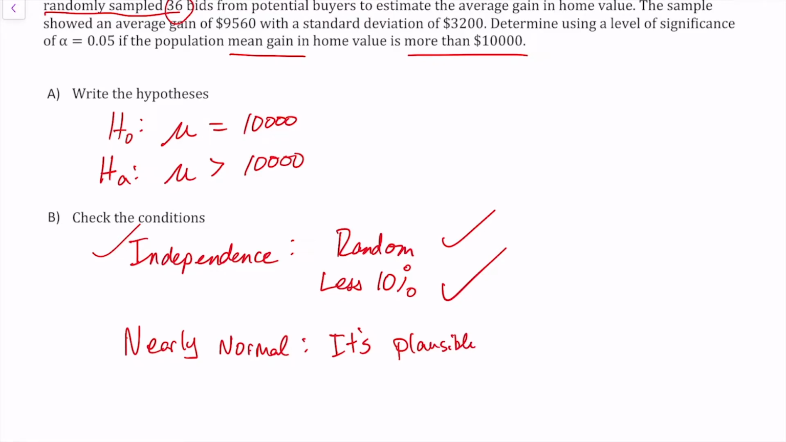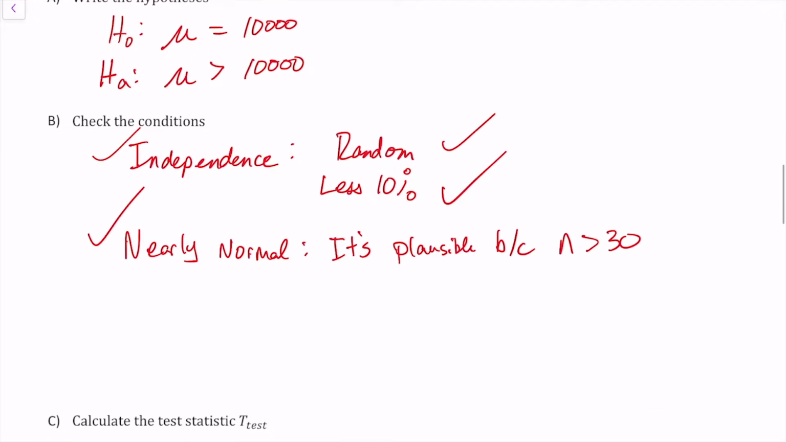What I mean by that is that it's possible for this to be nearly normal because our sample size is greater than 30. So we can say, yeah, we're nearly normal. We're not 100% sure it's normal, but it's plausible. It's reasonable to assume that it's normal because the sample size is big enough. All right, conditions are met. Let's keep it moving. Next, we need to calculate the test statistic.